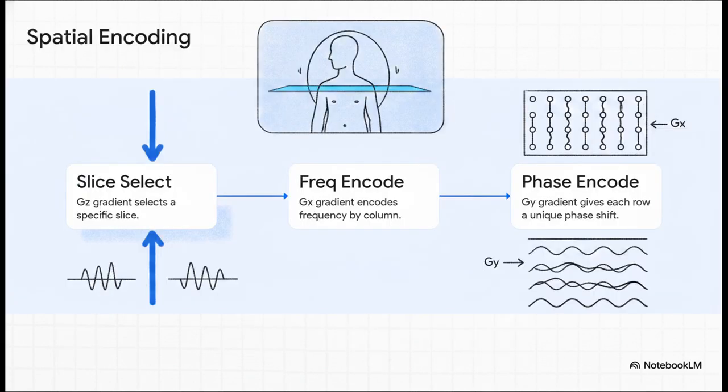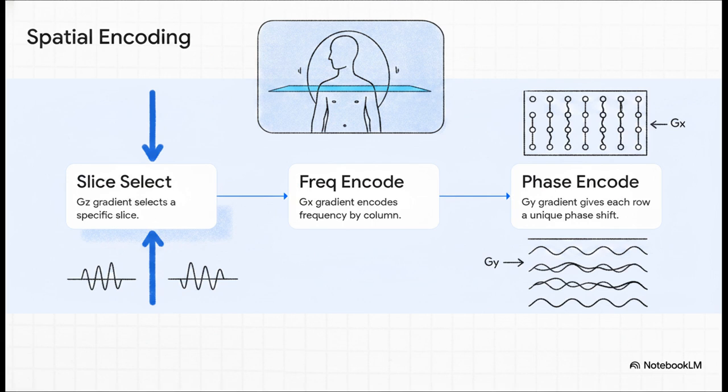To map all of this in 3D, we use 3 sets of gradient coils to alter the main magnetic field in a perfectly linear way. This ensures that a signal's frequency and phase are completely dependent on its physical position. Let's break it down. Step 1 is slice selection using the GZ gradient. By varying the magnetic field from head to foot, an RF pulse of a very specific frequency will only excite protons in one specific slice of the body.